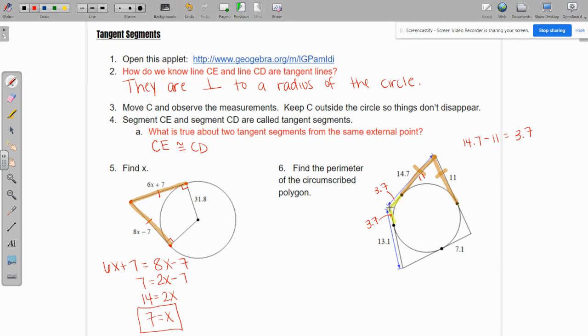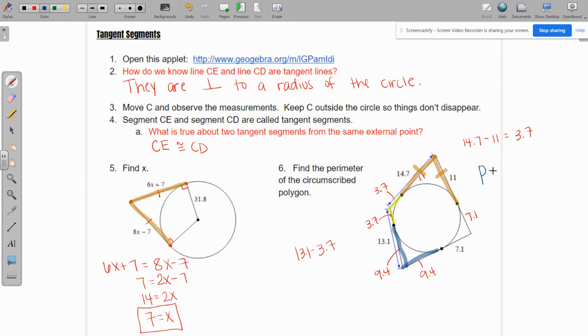Because this distance all the way from this point to this point is 13.1, I can take 13.1 and subtract 3.7 to get this part here. And therefore that's the same as this segment there. So when I subtract 13.1 minus 3.7, this part here is going to be 9.4, and therefore so is this segment. Since this segment over here is 7.1, that means that this one is also 7.1. So we can see all the different lengths.